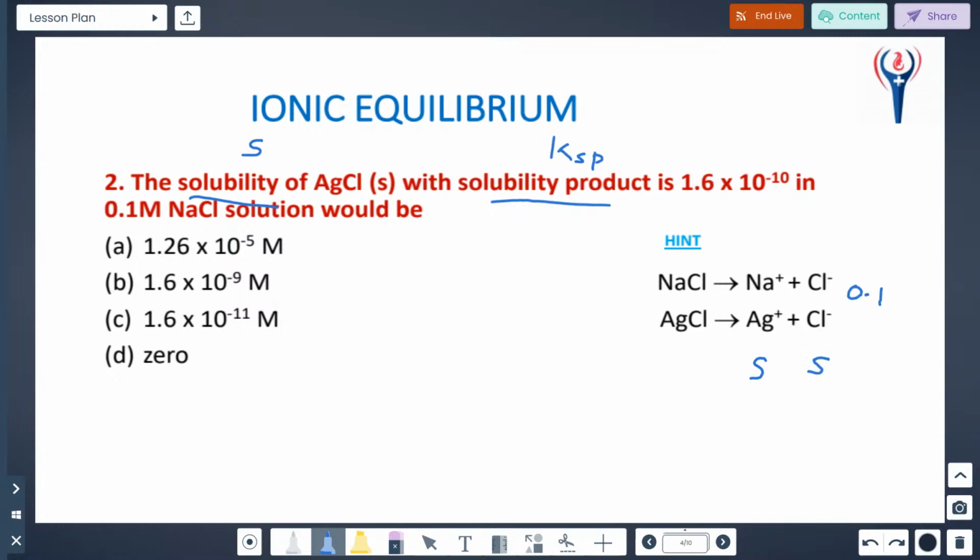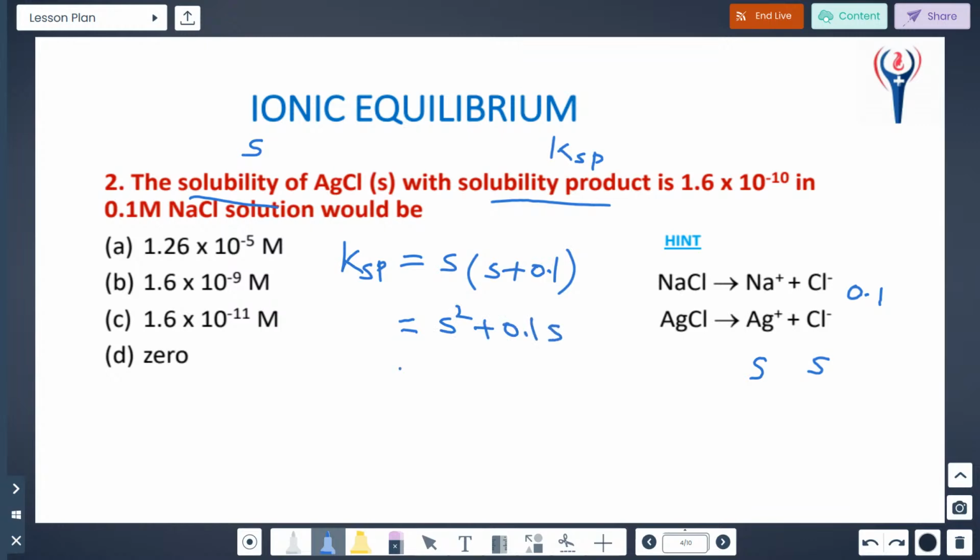Okay. So if you want to write KSP, KSP means solubility product, the product of these concentrations. So this is S for Ag plus. For the chloride concentration, here also S is there, and the sodium chloride also produces Cl minus ion. So you should add: S plus 0.1. Understood? This is the solubility product; just multiply them. Now S into S is S square, and S into 0.1 is 0.1 S.